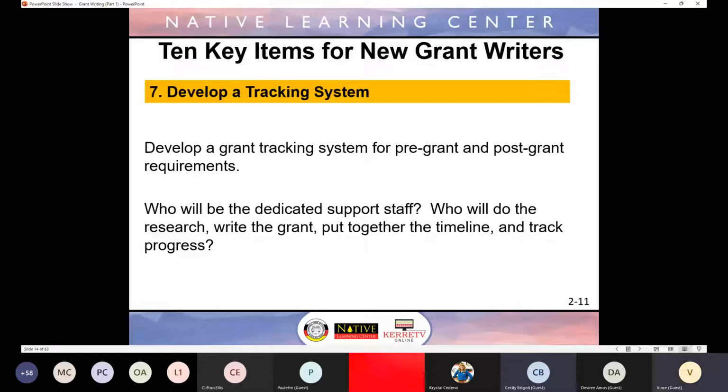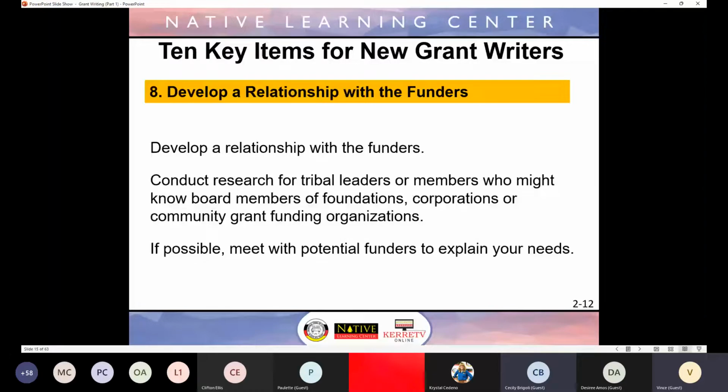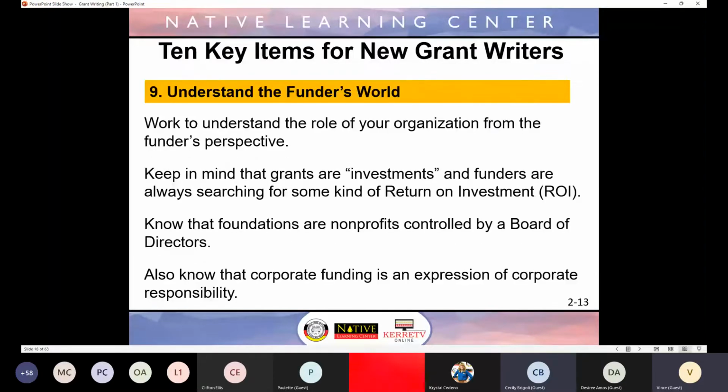Relationship with funders, I talked about that. And understand, here's a good one, understanding the funder's world. And that's kind of what I've been talking about, maybe not in specific terms, but the return on investment, of course, is one very important aspect of a funder's perspective, right? They want to know that the money being used for a given project, a given initiative, is being used successfully. That's what this system helps you to define.